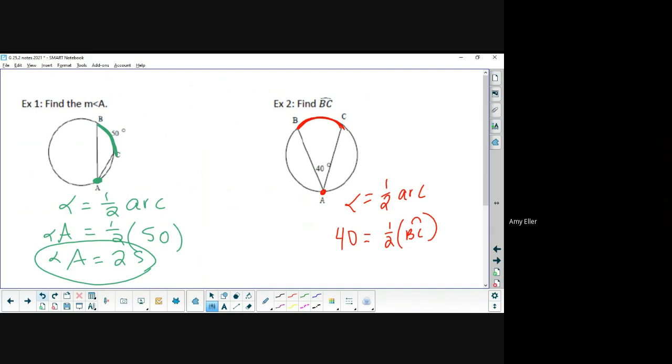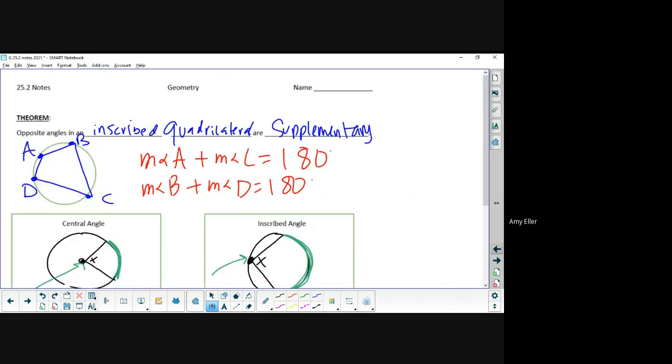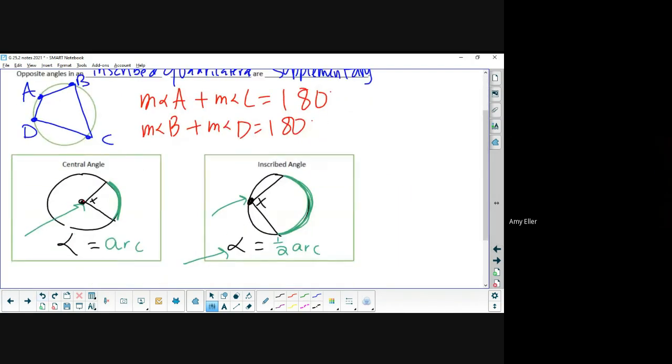Say that again? Oh, that is, if the vertex is on the circle, then it would be.